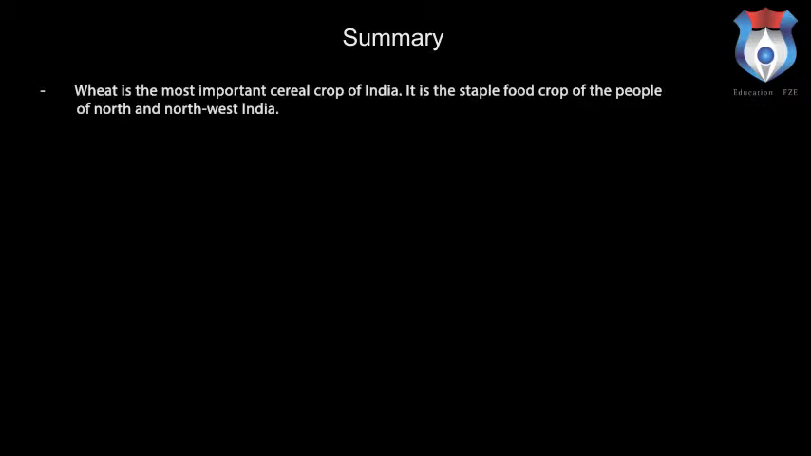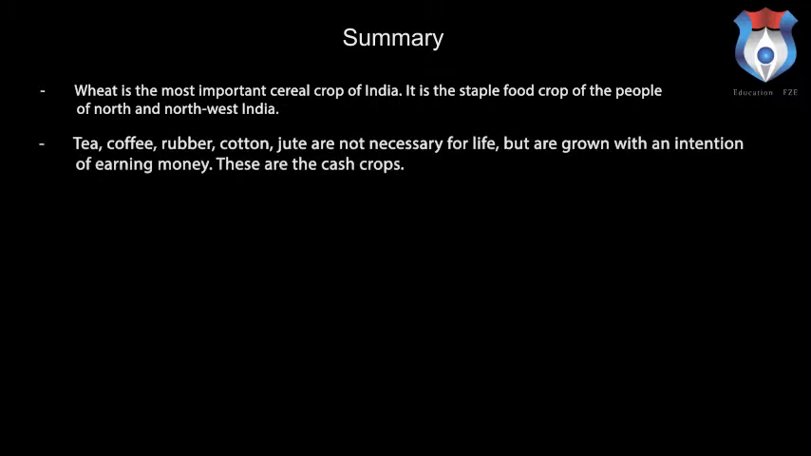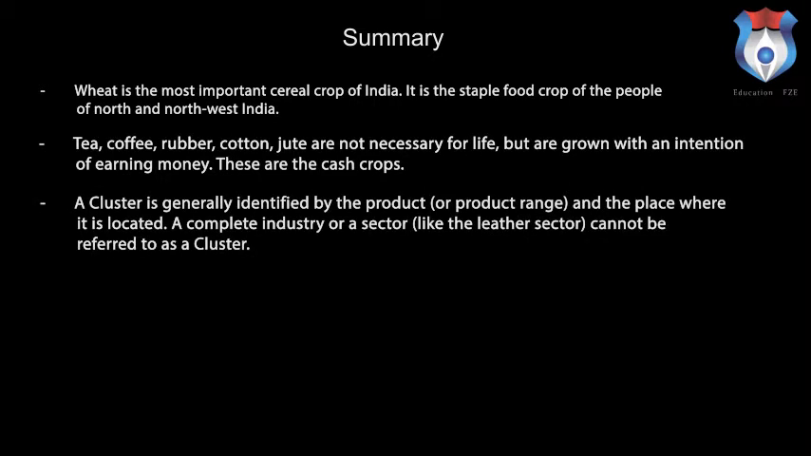Wheat is the most important cereal crop of India. It is a staple food crop of the people of North and Northwest India. Tea, coffee, rubber, cotton, jute are not necessary for life but are grown with an intention of earning money. These are the cash crops. A cluster is generally identified by the product or product range and the place where it is located. A complete industry or a sector, like the leather sector, cannot be referred to as a cluster.